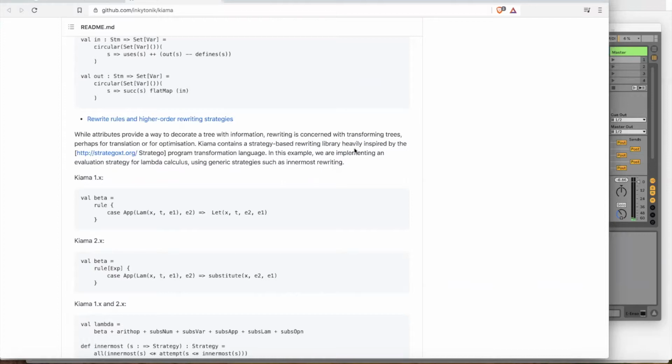Yeah. Okay, so then in Kiama 2.0, the beta reduction would look like this. You declare a rule, it's parameterized in our trait expressions, and whenever you come across a term of the form application, if the first part of the application, the operator part or the function part, is a lambda term, right? So an abstraction, where the variable x is the formal argument to the abstraction, and t is the body, and let's see, what is E1 in this particular? Oh, probably the environment. No.